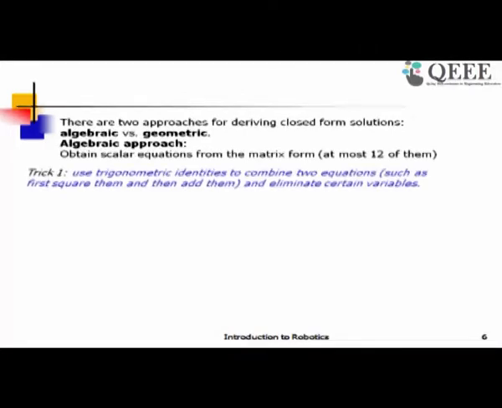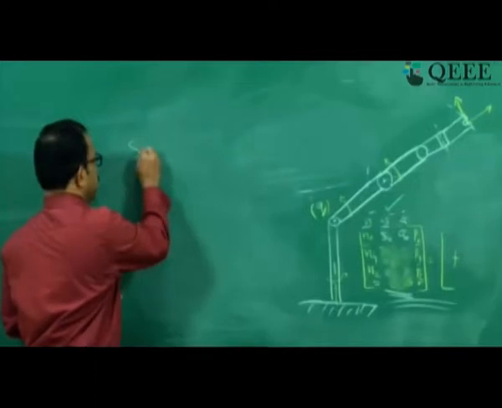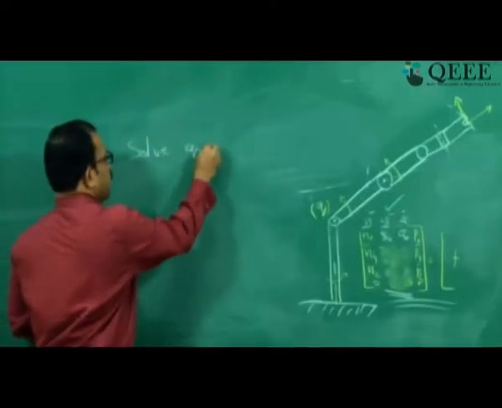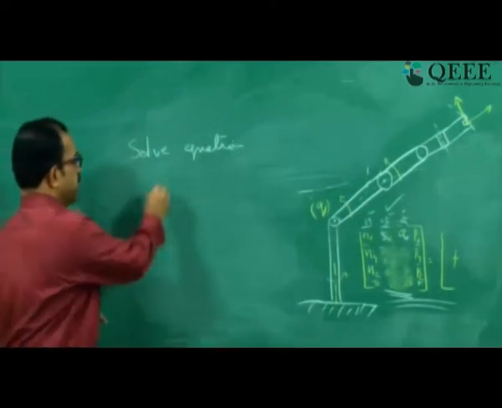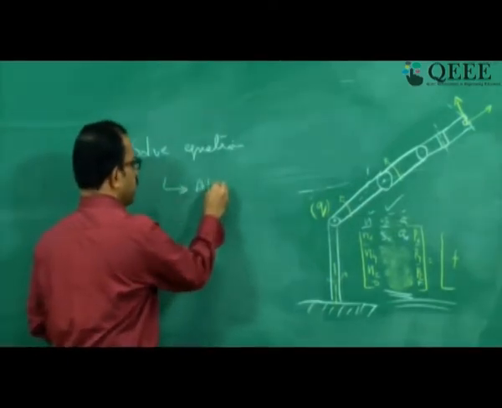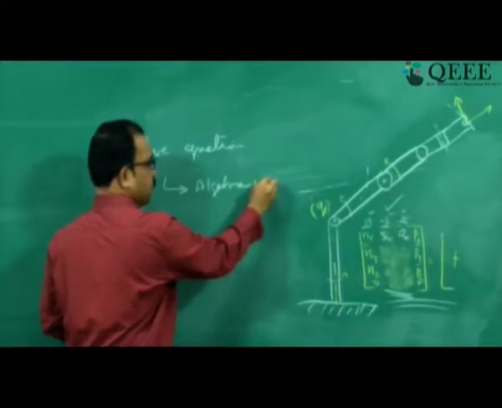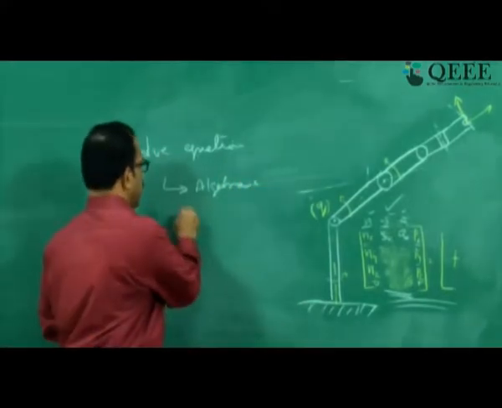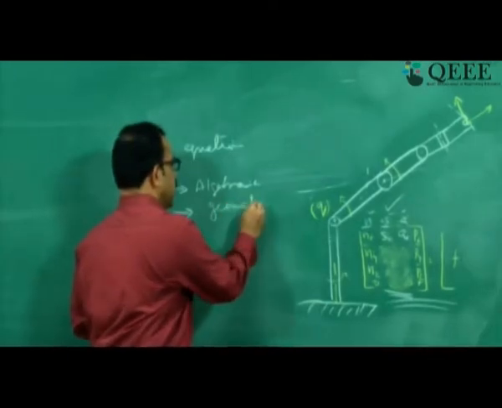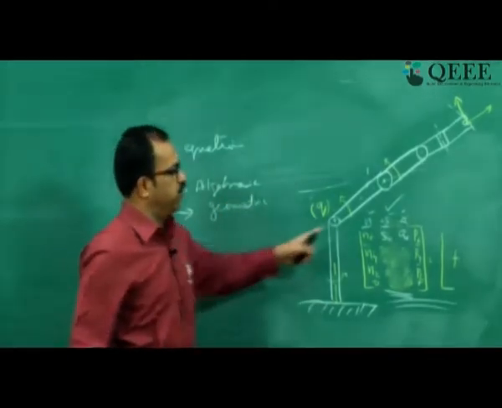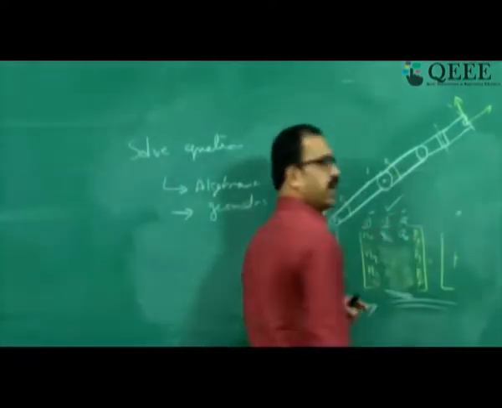So in closed form solution, as I told you, you can go for an algebraic approach or a geometric approach also. So closed form solution is that you solve the equations in an analytical way. That is basically the closed form solution. And here you can go for an algebraic approach or a geometric approach. Geometric is basically you look at the possible ways in which actually you can reach this position in a graphical way.